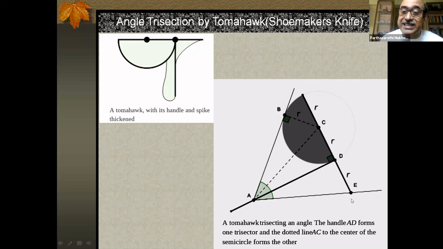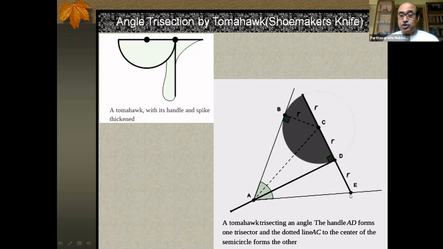So you just place it in such a way that one of the sharp end points is on one of the arms of the angle. And this line is made to pass through the vertex, and then you rotate it and adjust it in such a way that the other arm is tangential to this semicircle. And this arm's end point lies on this arm. So just adjust, rotate, slide, and adjust the tomahawk in such a manner that this happens. The mathematical configuration is this. Clear? Look at the configuration once again.